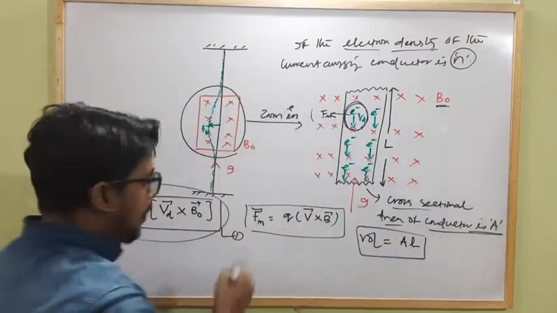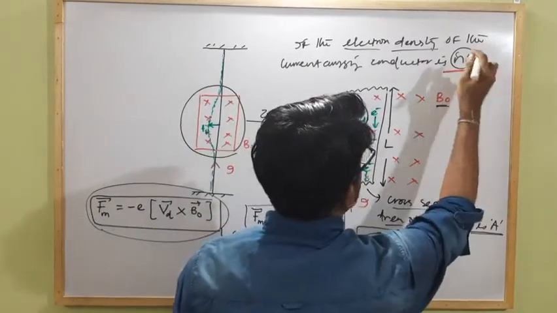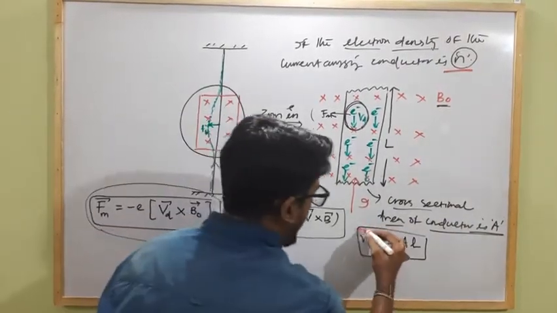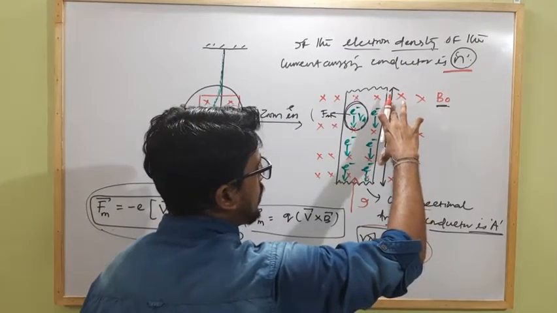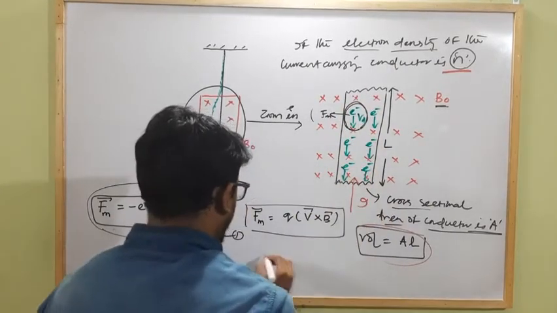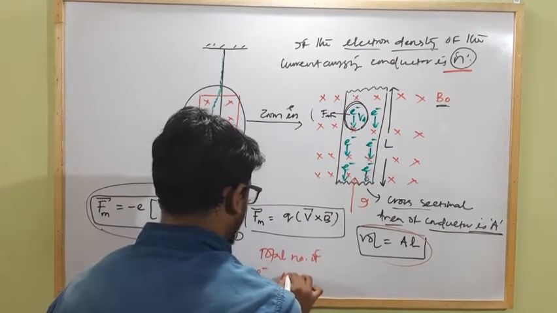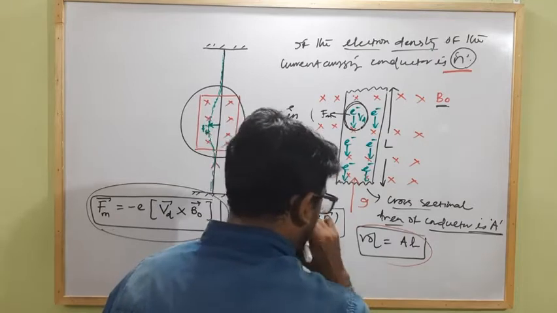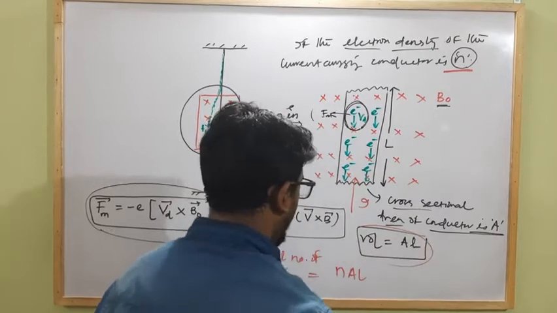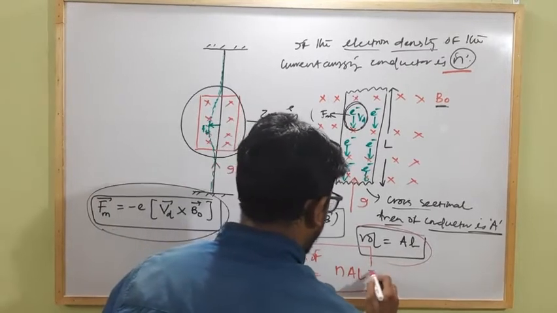Clear? So n number of electrons are present per unit volume. This is the total volume of this much length of the current carrying conductor. So what is the total number of electrons present there? So the total number of electrons is equal to electron density, the number of electrons per unit volume, into volume AL. Clear? So this is the total number of electrons, which can be written as capital N.